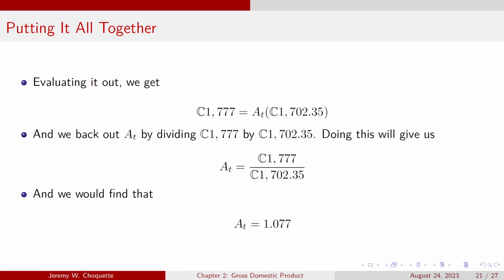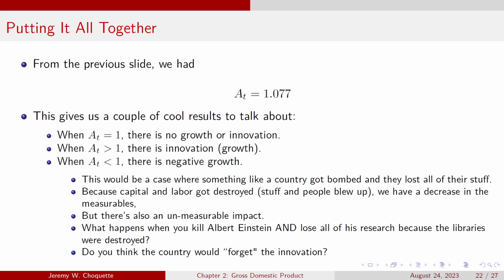Well, we still have the A_T term being multiplied by 1702.35. So all I really need to do is just solve for A_T. So I take 1777, divide it by 1702.35, and we see that A is equal to 1.077. Now, when A is equal to 1.077, that tells me there's a little bit of growth. There's a little bit of innovation here.